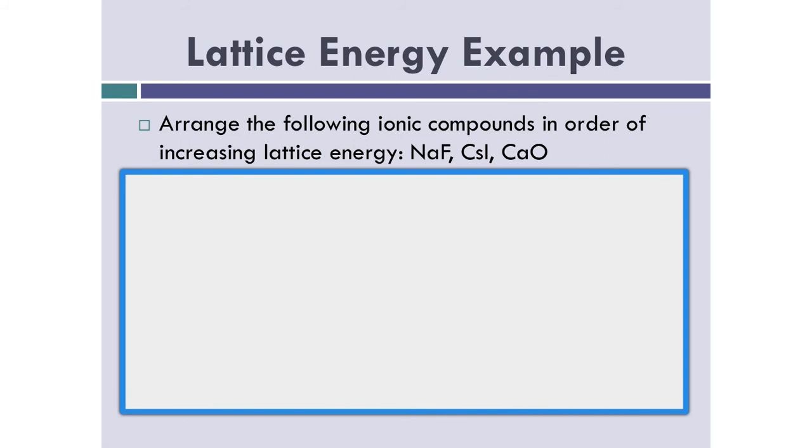All right, so we have an example to look at. We need to arrange the 3 ionic compounds here in order of increasing lattice energy. So we have NaF, CsI, and CaO. So we want to go from lower to higher lattice energy, or greater.